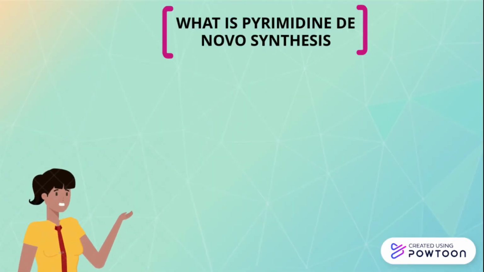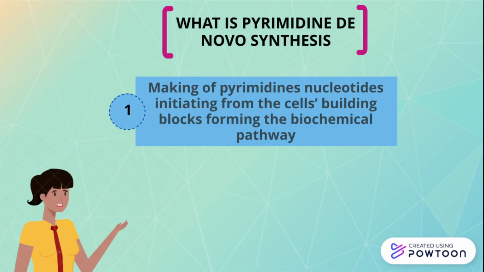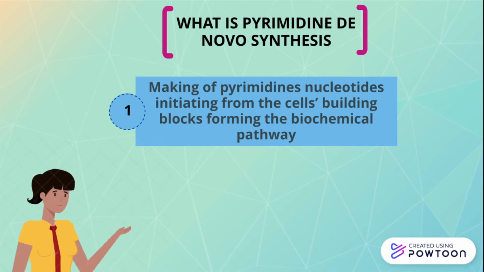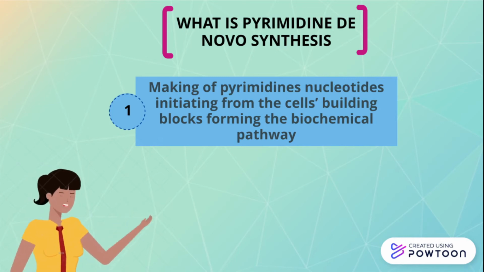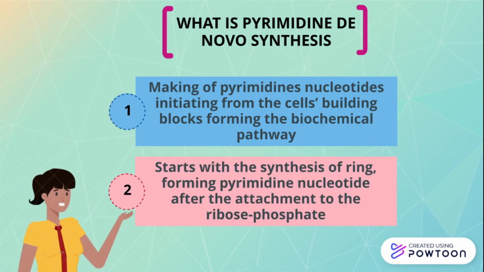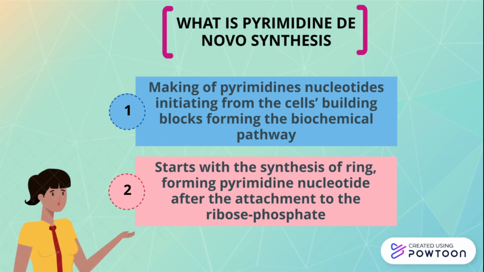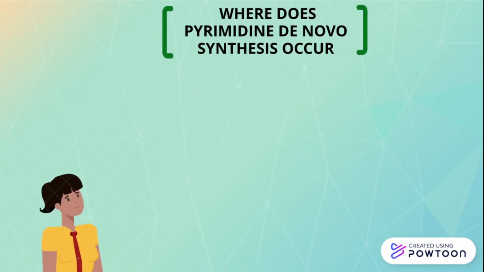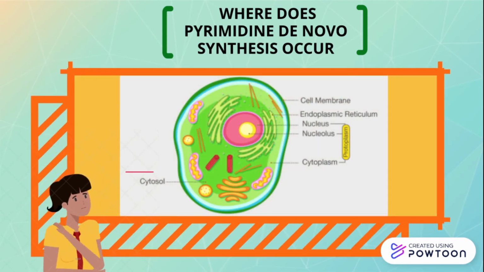Synthesis of pyrimidines de novo. The making of pyrimidine nucleotides from the cell's building blocks through a biochemical pathway is called de novo pyrimidine synthesis. This process starts with the synthesis of the ring, forming a pyrimidine nucleotide after the attachment to the ribose phosphate. The cytosol of the cells found in all the tissues is where the de novo synthesis occurs.